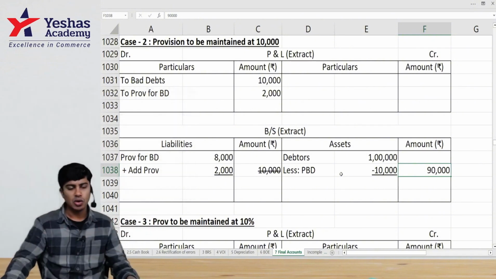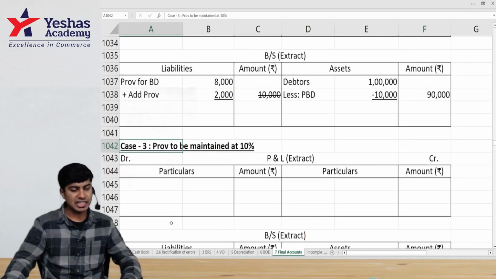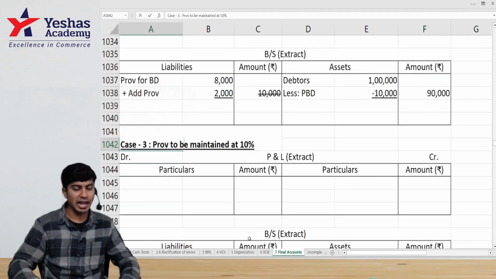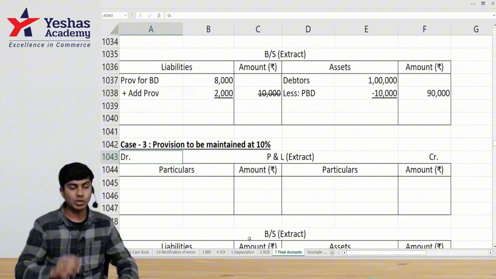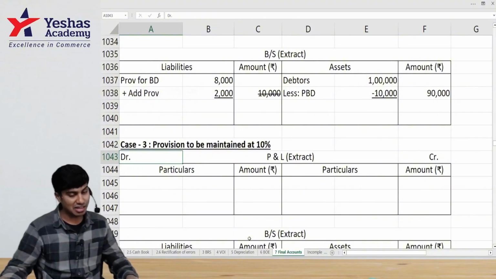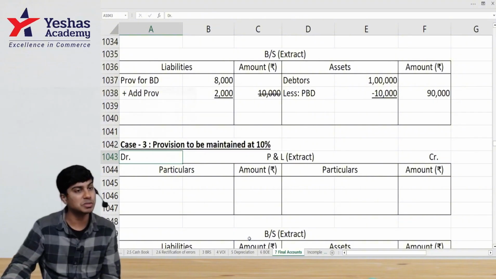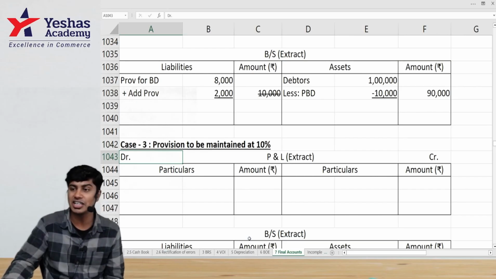Let's go to case 3. What does case 3 have to say? Case 3 is saying provision is to be maintained at 10%. In case 2, I told you a specific amount. In case 3, we are not talking about a specific amount. I'm telling you a specific percentage, the extent to which provision has to be maintained.